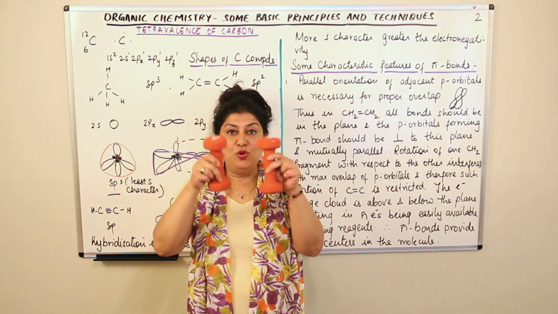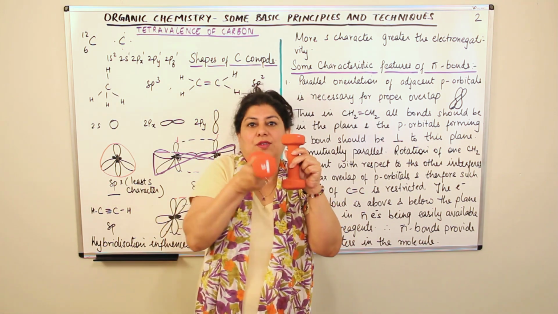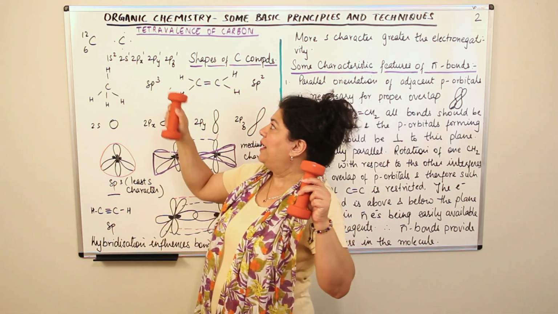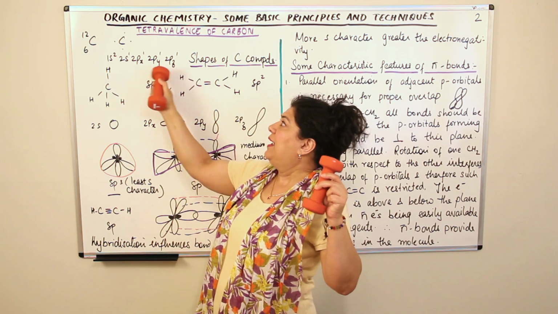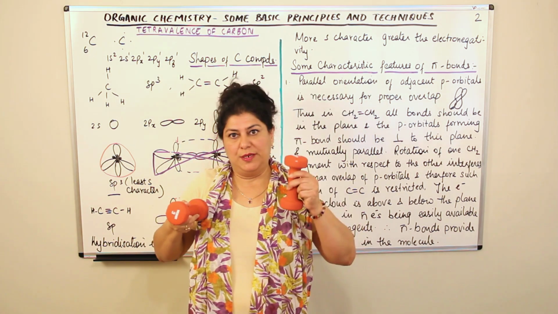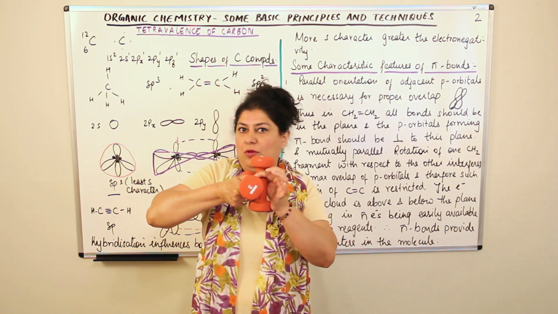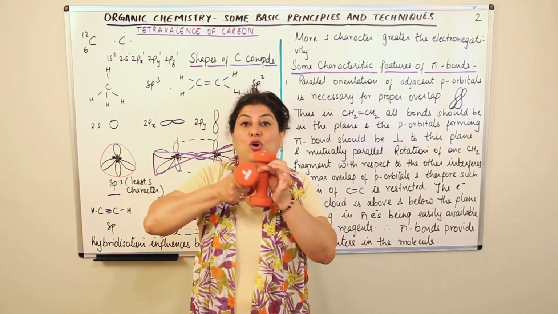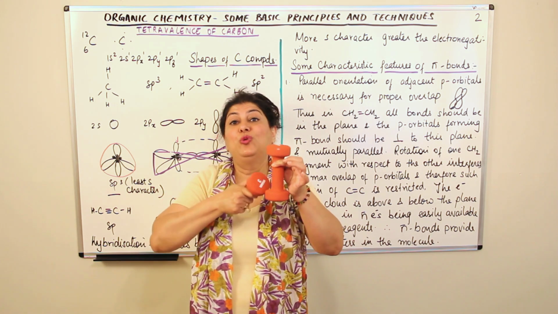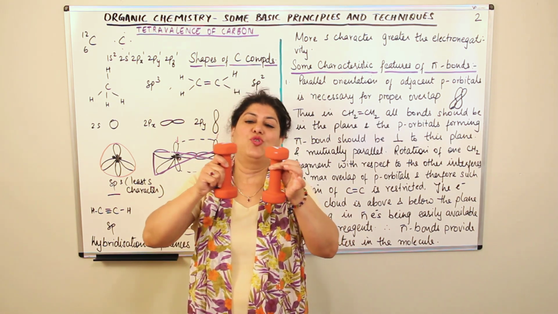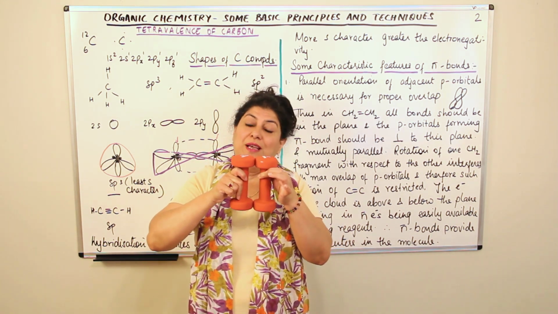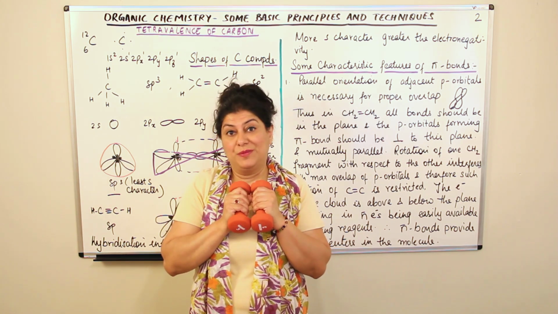Imagine if I had two p orbitals, one 2py and the other 2pz, unhybridized. If they overlap, are they overlapping? No, because the electron cloud is in the two lobes. So unless the electron clouds overlap this way, the pi bond will not be formed.